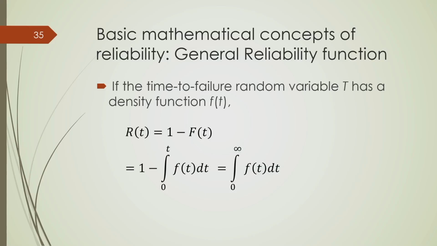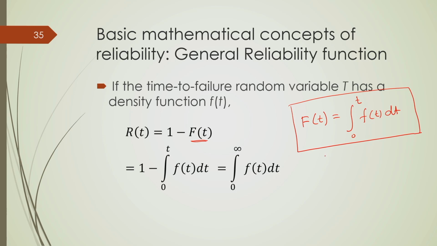Now, how do you represent this capital F(t)? Capital F(t) is represented by the integration from 0 to t of small f(t) dt, where small f(t) is representing failure frequency.